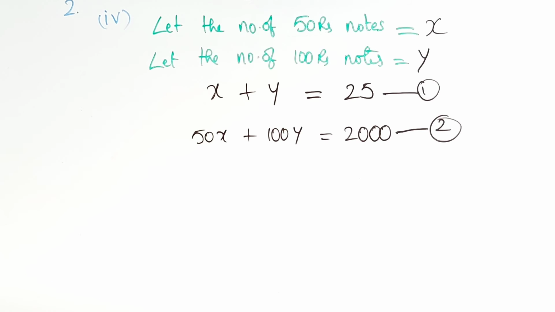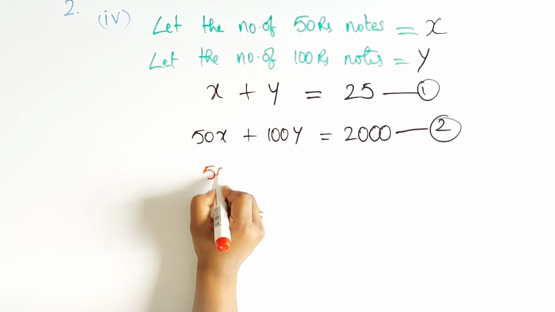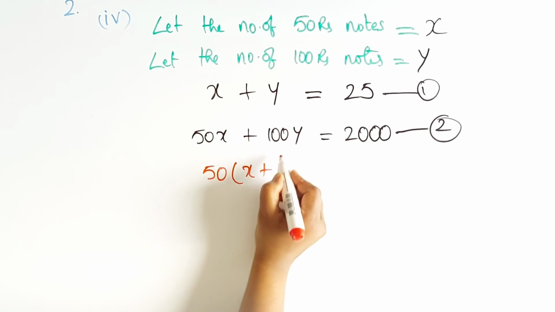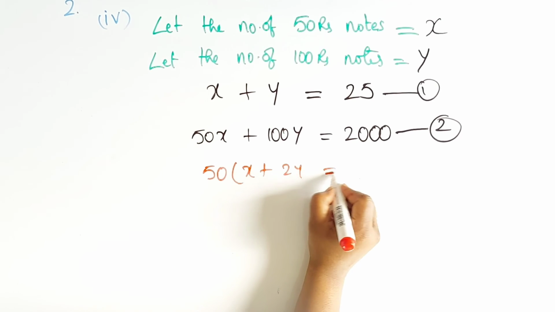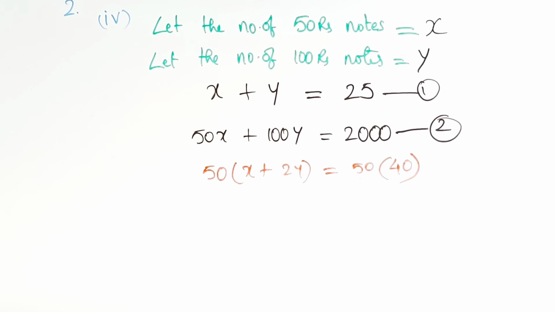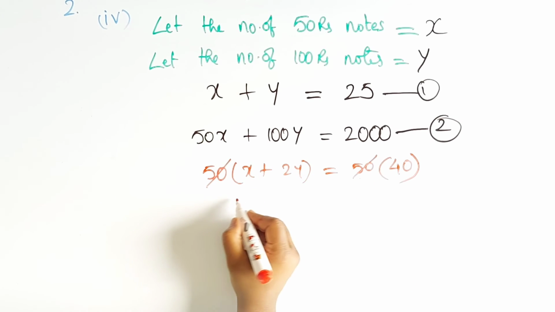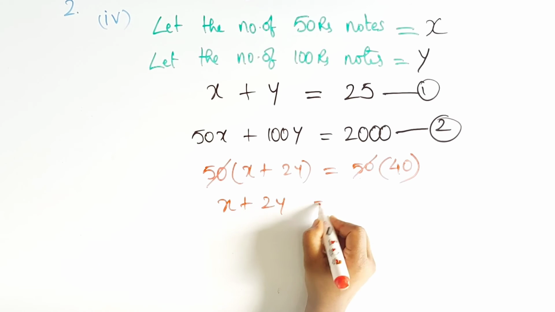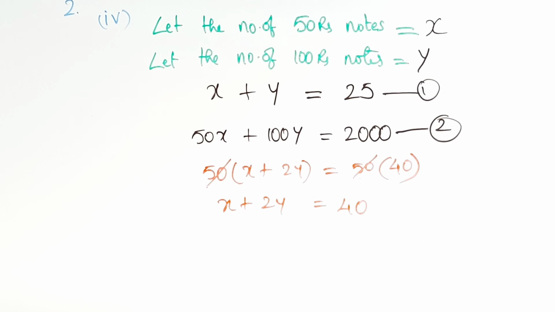Let us solve by using elimination method. Here we can take 50 common from second equation children. Take 50 common. So x plus 2y equal to, here also you can take 50 common. So 50 into 40 children. Therefore 50 will get cancelled. x plus 2y equal to 40. Now this is second equation.